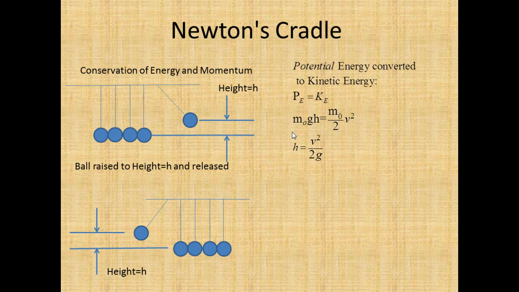And so potential energy is m naught, the rest mass, times g times the height that it rises to. And that's equal to the kinetic energy, which is m naught divided by 2, the rest mass divided by 2, times v squared, where v is the velocity. And as you can see, the masses cancel out, so the masses aren't involved in the equation. So if you solve for h, you'll get h equals v squared divided by 2g.